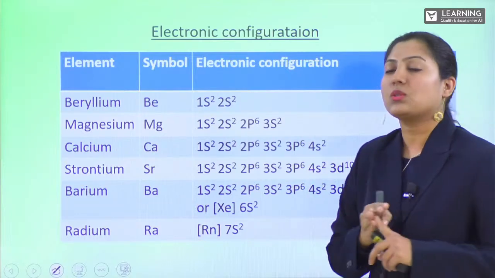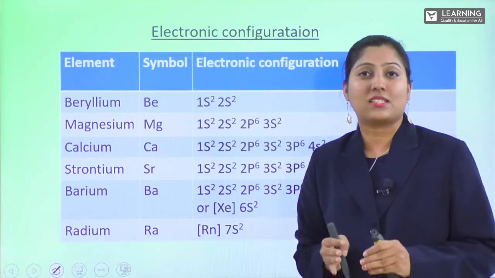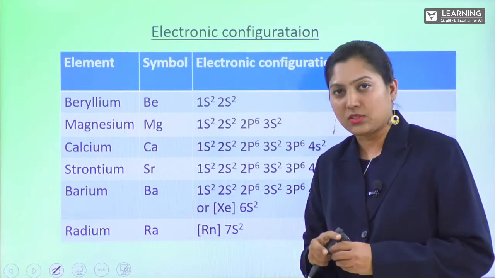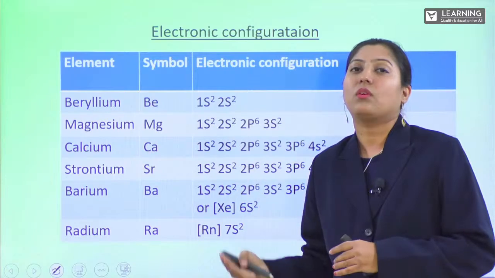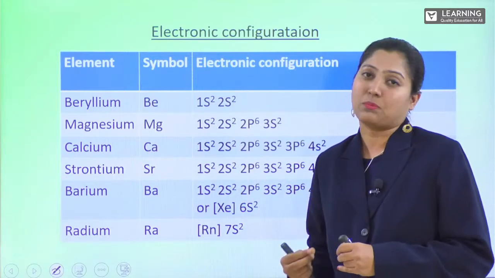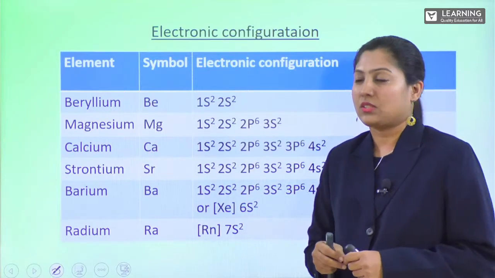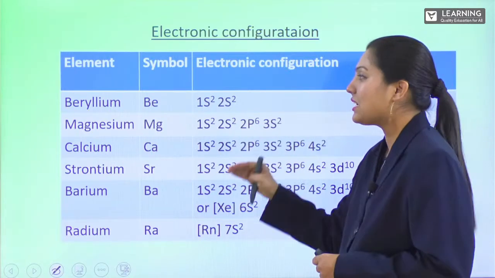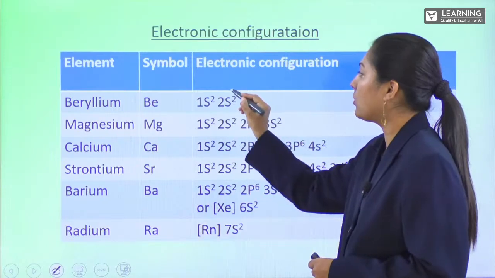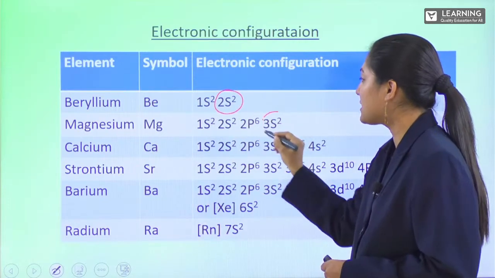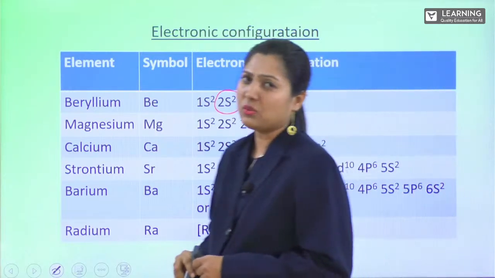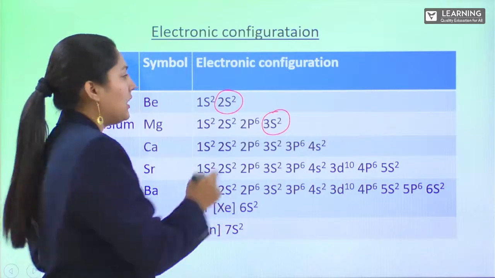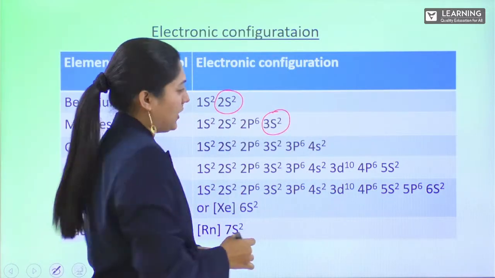Now we'll get into the electronic configuration. Obviously we know electronic configuration is nothing but the arrangement of electrons, and this gives you the valence electrons, which are responsible for chemical reactions. Hence if we go through the electronic configuration of each element, we can find the outermost s orbital. Beryllium has 2 shells. In the outermost shell, the s orbital, you have 2 electrons.